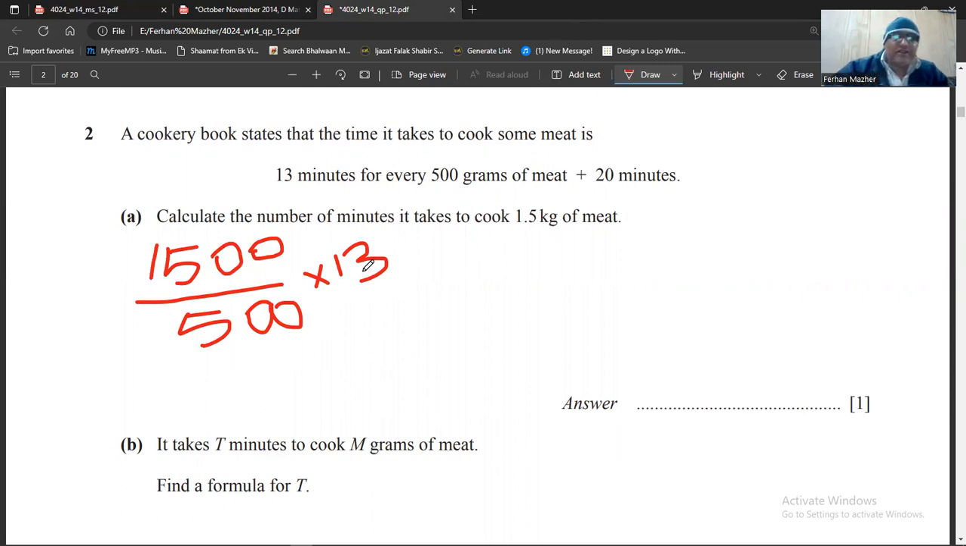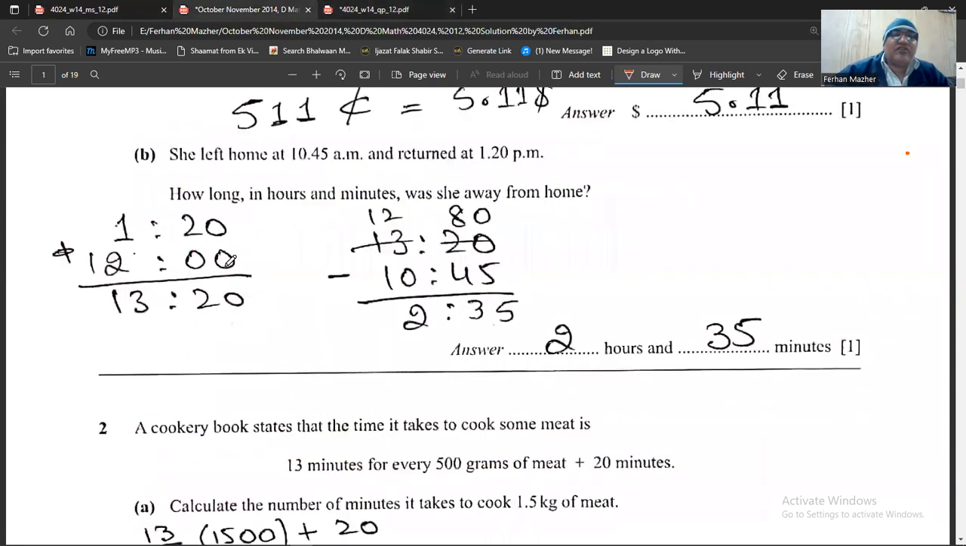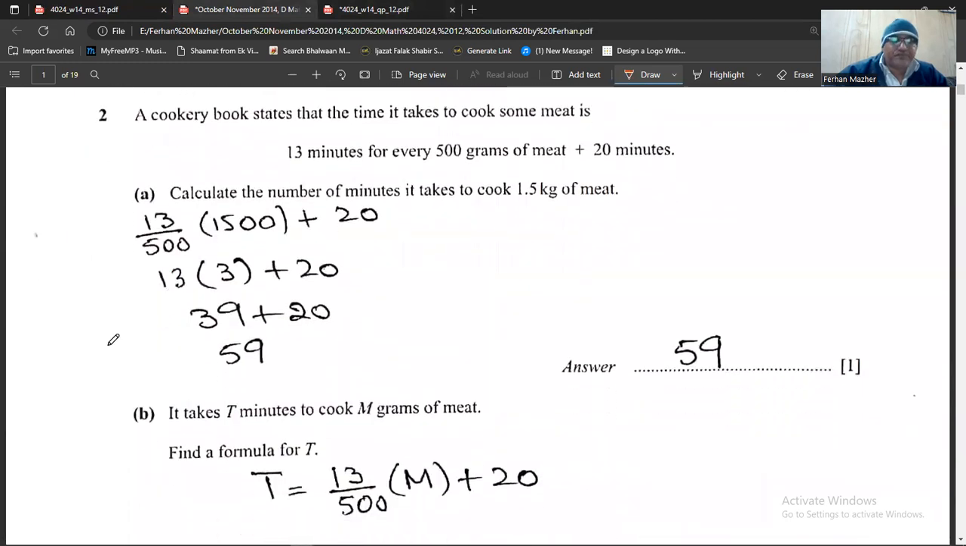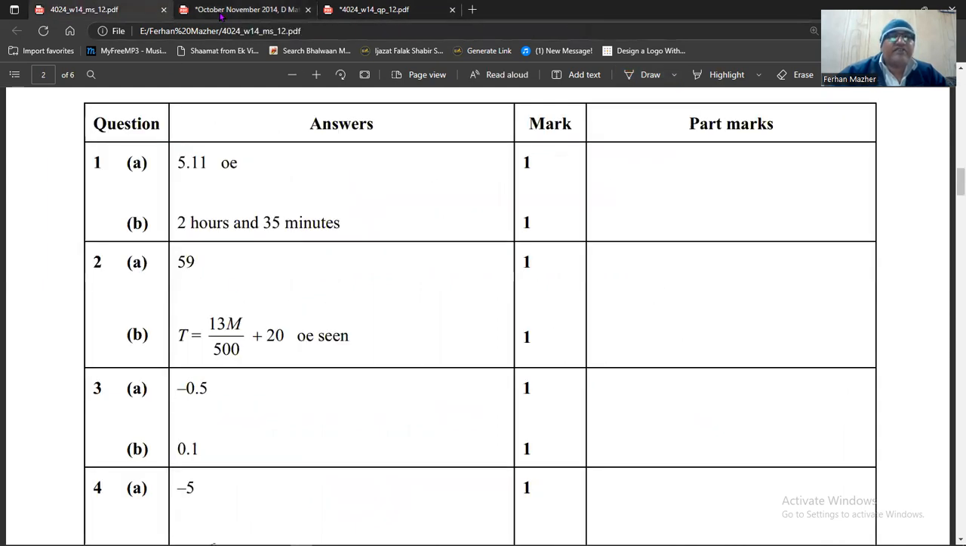Oh, sorry, and plus 20. I'm sorry. So this is how I will get this. Let me show you. 13 by 500 multiply 1500 plus 20. So it will be 13 into 3 plus 20. That's 39 plus 20, that's 59. So it will take 59 minutes. 59 minutes is the right answer.